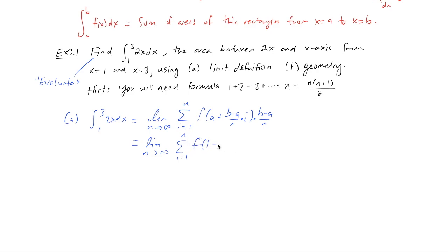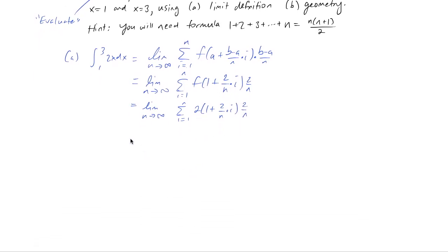So the a is 1, the b minus a is 2, 3 minus 1 is 2. And then the f is 2x, so we'll just replace x with the interior of this function. And now we're ready to simplify and then take the limit. So distribute the 2 and the 2 over n, and we get 4 over n plus 8 over n squared times i.